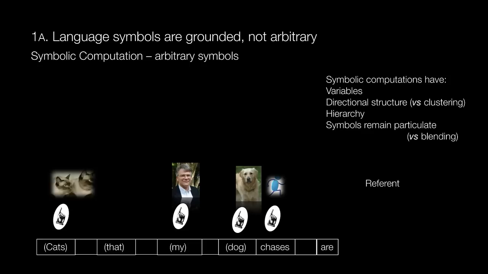It's a directional structure rather than just being an aggregate of stuff or clustering. There are some hierarchies, like my dog is a unit that's a subunit of this whole thing. And these symbols remain particular. It's not like red and white giving pink. The dog stays the dog and the cat stays the cat, which is a non-trivial property of language.